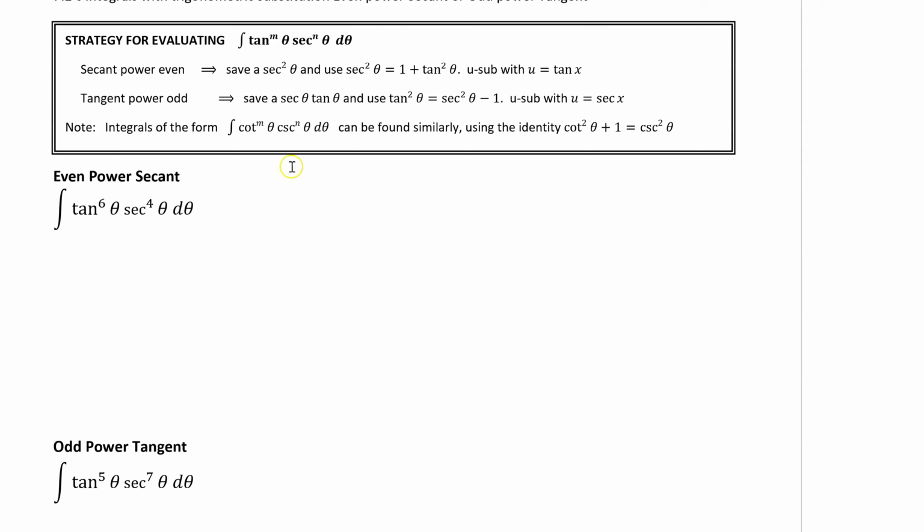All right, so we're using now secant and tangent. It's very similar to what we did with sine and cosine, where we're using u substitution. So we have these basic ideas here. If you see that the secant power is even, and these are going to make sense, you don't have to memorize these, just understand them.